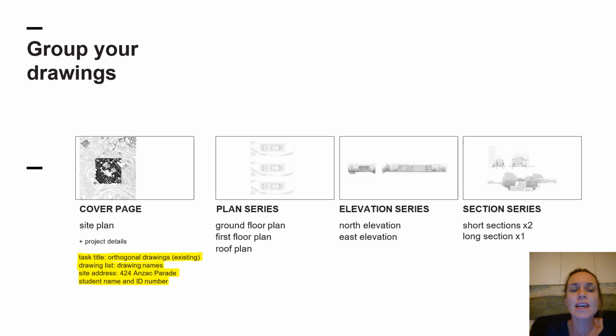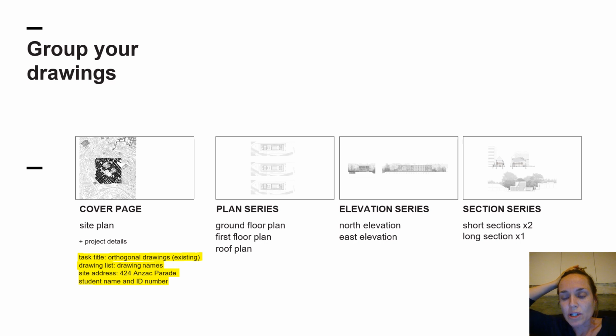The next section of drawings, and again this can be on one page or on several pages, are the elevations. So for this you'll have the north elevation, so looking from Middle Street, and the east elevation, so looking from the rear lane.